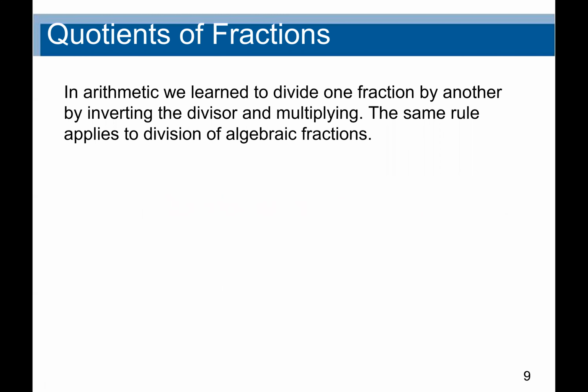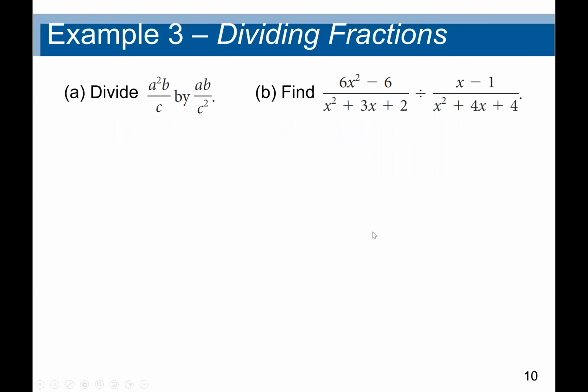In arithmetic, we learn to divide one fraction by another fraction by inverting the divisor and then multiplying. So what we mean is that if I have A x squared B divided by C, and it is divided by AB divided by C squared, we can change the division by inverting AB divided by C squared. In this case, we will get A squared B divided by C, multiplied by C squared divided by AB.